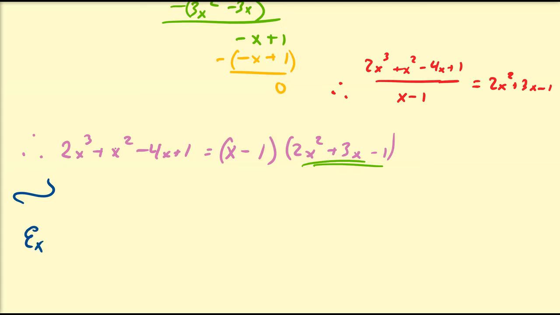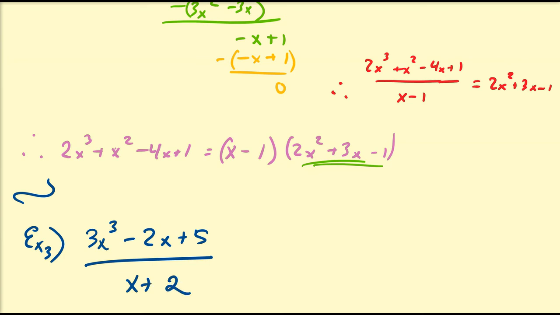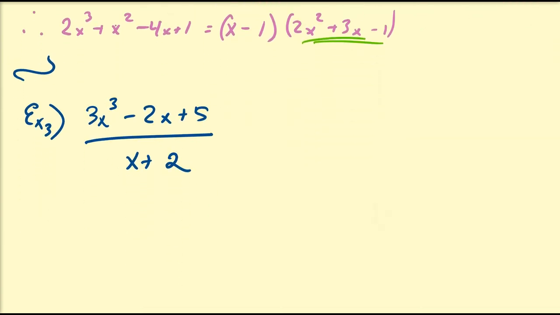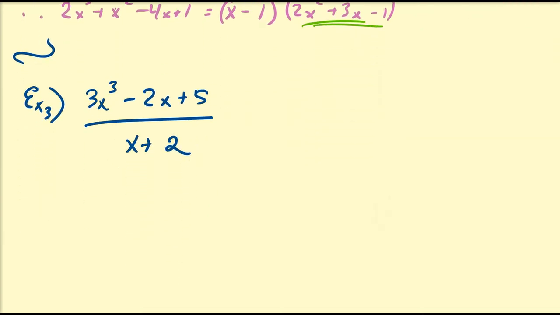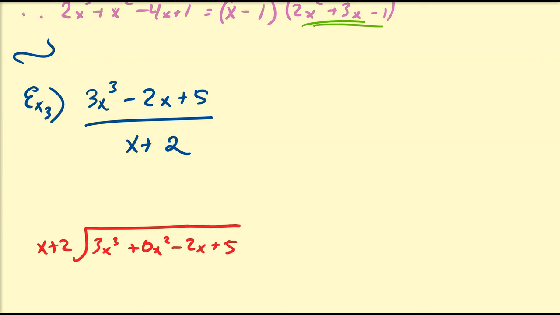Let's work on another example. Let's do 3x cubed minus 2x plus 5 all divided by x plus 2. So again, x plus 2 is going to go on the left, and the top is going to go on the inside. And every time you don't have a power, say in this case x squared, we're going to have to include a 0 coefficient in the dividend. This is going to be 0x squared minus 2x plus 5. And you'll see why we should do that in a moment.